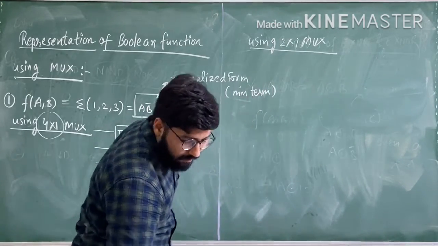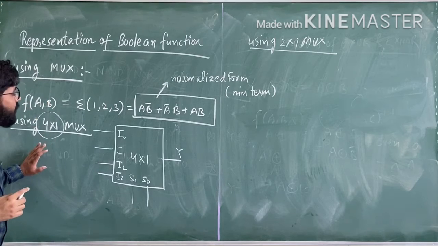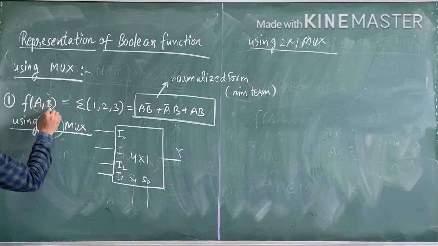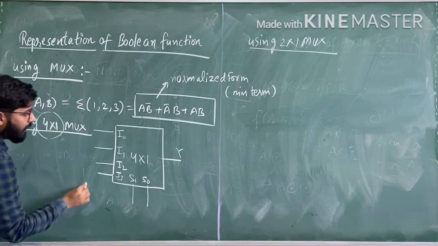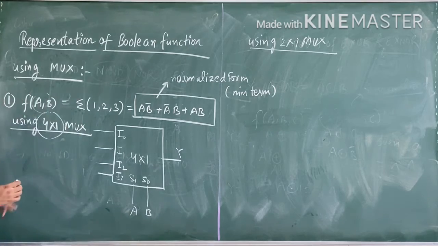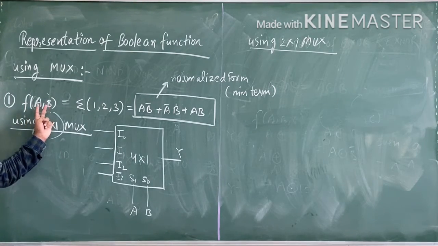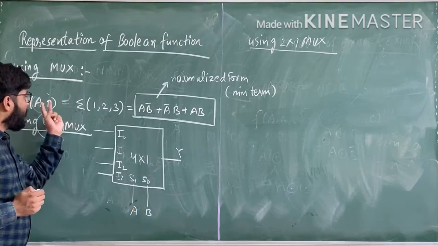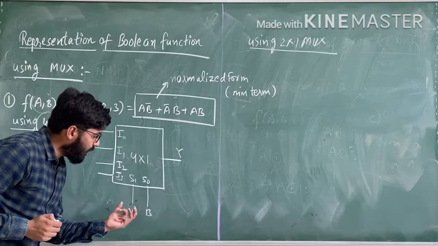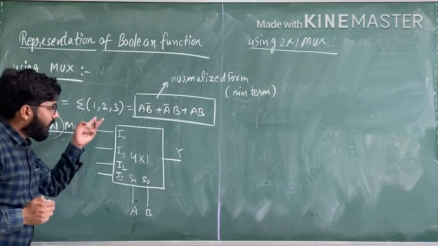Now see, you have to decide how you will implement. There are 2 variables. So these 2 variables are put in the select lines, a and b. Because 2 select pins are there, these 2 variables come to the select inputs S1 and S0. By selecting these values we can get an output.